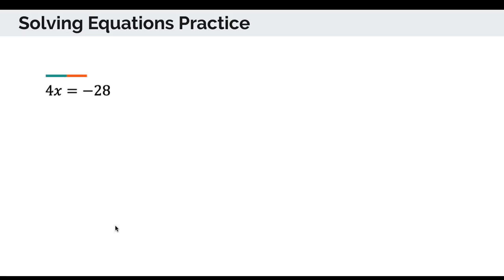This is a check of the solution. All right, here we go. What are we going to do? What is the inverse of 4?